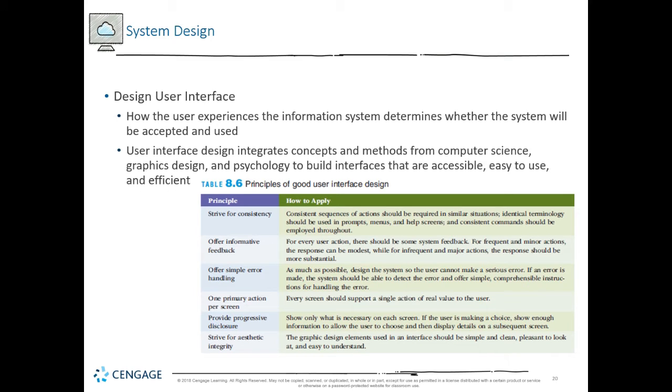System design: user interface. How the user experiences the information system determines whether the system will be accepted and used. User interface design integrates concepts and methods from computer science, graphic design, and psychology to build interfaces that are acceptable, easy to use, and efficient. Table 8.6, Principles of Good User Interface.